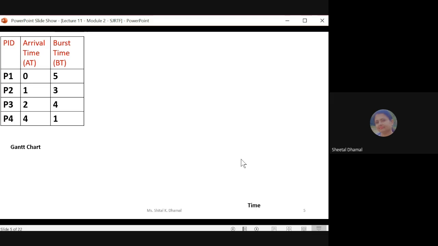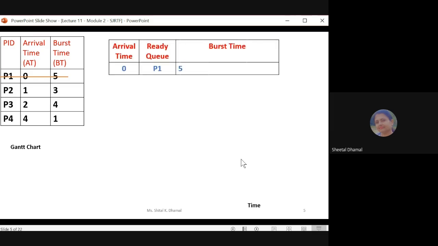In this table you can observe that process P1 entered into the ready queue at 0 time units. Here only four processes are given, and no other process entered the ready queue at 0 time units. So only one process arrived at 0 time units. We will now represent the ready queue and shift this process P1 from this table into the ready queue. So we'll draw the ready queue for this. See what I am doing here. Take out this process P1 from this table, and now process P1 goes into the ready queue.